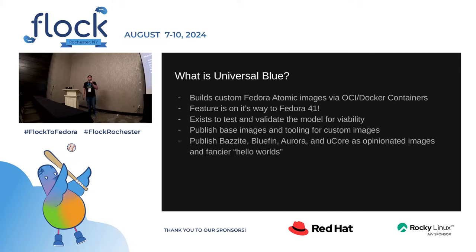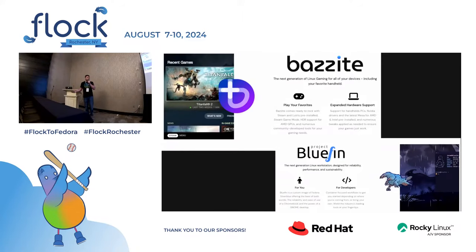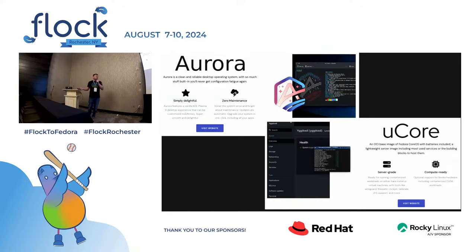So what is Universal Blue? We build on Fedora. We are built on OCI container versions of Fedora. And we were basically one of the first projects to test the viability of the model. So we publish base images, which are more opinionated versions of Fedora that have existing tooling and other things that users typically will want. And we publish some main images as well as downstream images, we call them, which are Bazzite, Bluefin, Aurora and uCore.